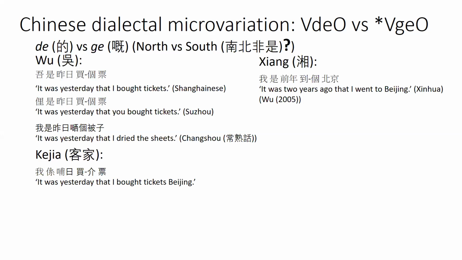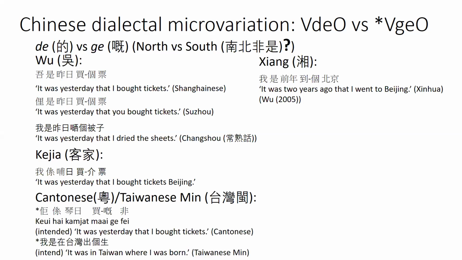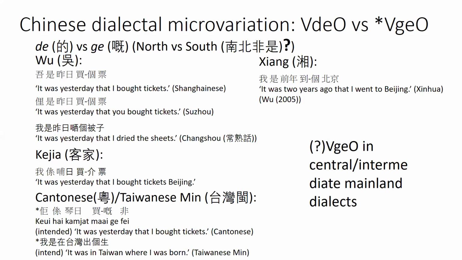The only dialects that I've discovered that do not permit VGO are namely Cantonese and Taiwanese Min, the extreme south varieties, where there's perhaps a higher level of political and social autonomy, such as Hong Kong and Taiwan, where the northern pattern hasn't been as influential as it has been on the central mainland dialects. We've seen the Cantonese example before, but also the Taiwanese Min example, which I've solicited. Again, I don't speak Taiwanese Min, but if I just say this out loud, 我是在台湾出个省, that's not permitted.